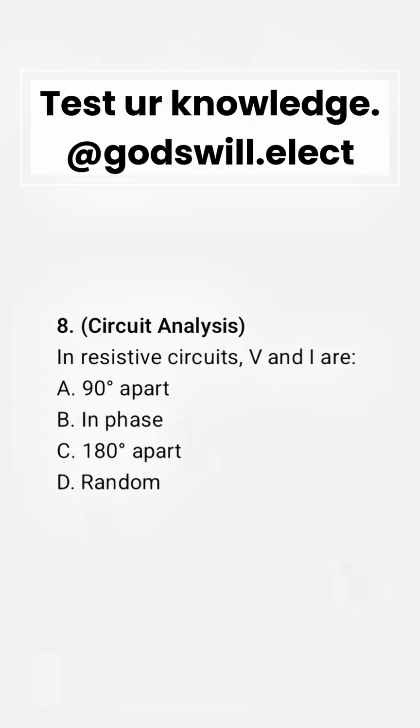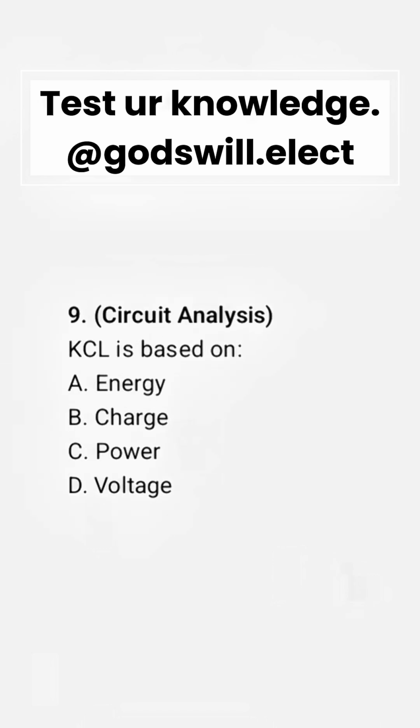In resistive circuits, voltage and current are A. 90 degrees apart. B. In phase. C. 180 degrees apart. D. Random. Correct answer: B. Question 9.